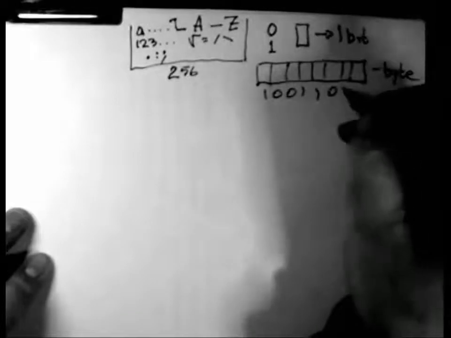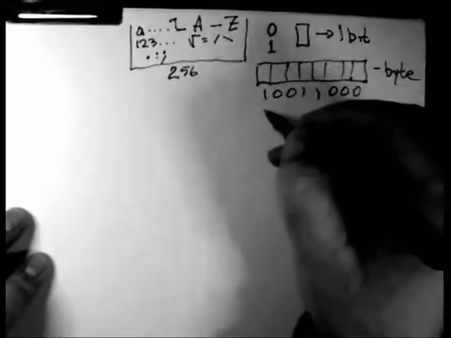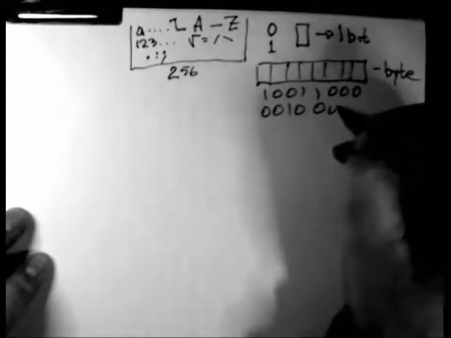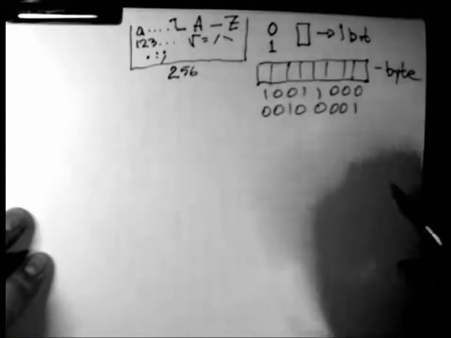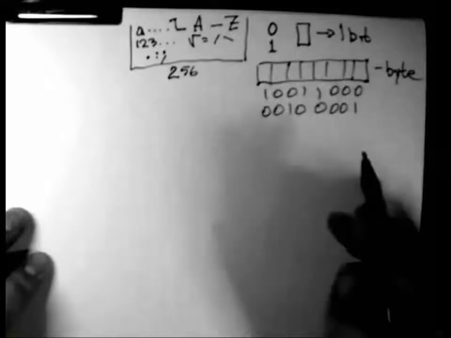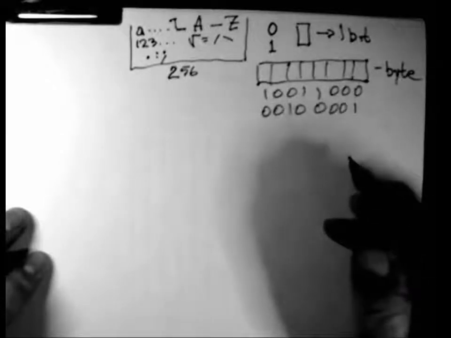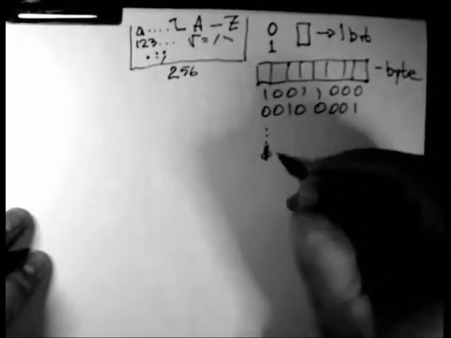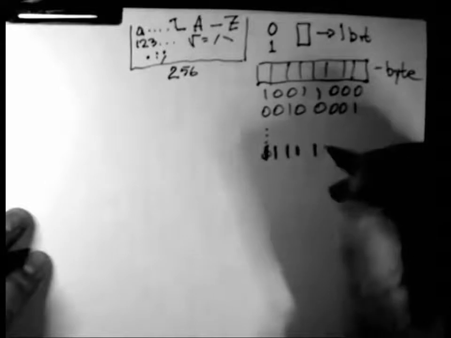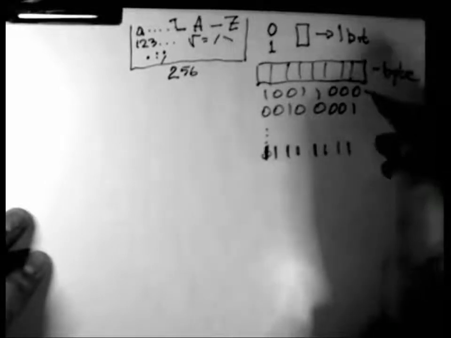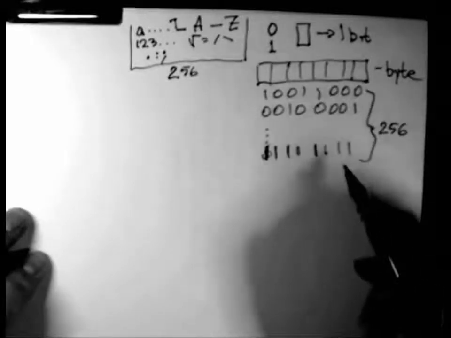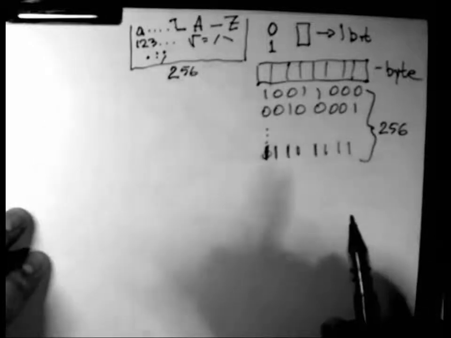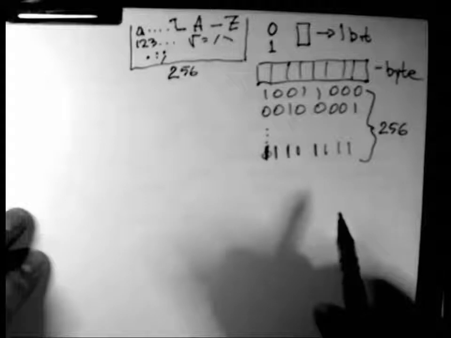So if we take, let's say, 1001 1000, that is a byte, and another one like this, 0010 0001, is also a byte. So question: how many different bytes can we write if we have 8 bits? We can shuffle ones and zeros from 00000000 up to 11111111. And the total amount of these combinations will be 256 combinations. So 1 byte is ideal for the encoding of the set of characters that is good for the English language.